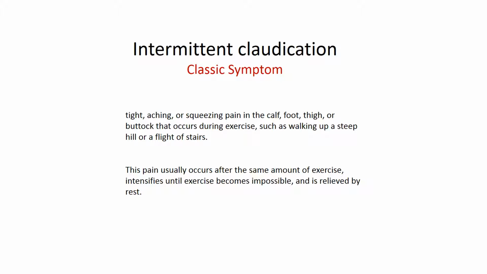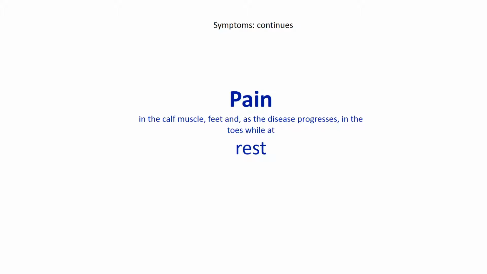It's the tight aching or squeezing pain in the calf, foot, or thigh, or even the buttocks, and it occurs during exercise. When a patient walks up a steep hill or a flight of stairs, it usually occurs after the same amount of exercise. It intensifies until the exercise becomes impossible, and when the patient rests, then it is relieved. Pain in the calf, muscle, feet, and as the disease progresses in the toes while at rest.